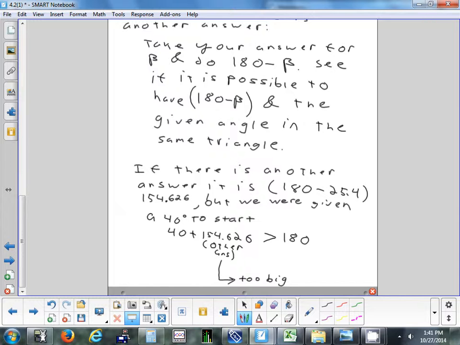Now, let's say the other answer came out smaller, 110. Now we're good. You were given a 40. Could you fit a 40 and a 110 in the same triangle? Sure. So later, probably tomorrow, we will do one where the second answer is small enough that it works. But this answer was too big.